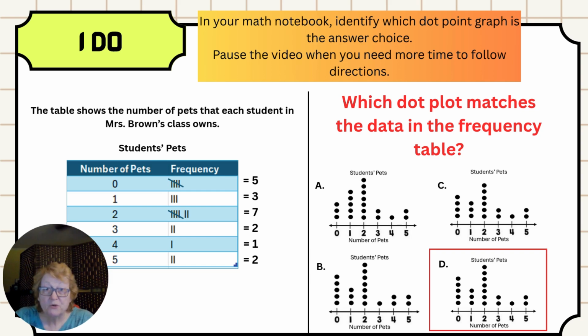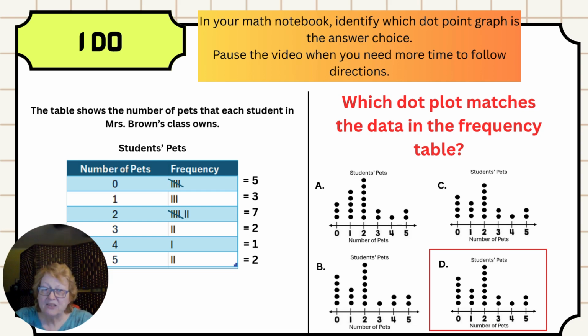Let's look at answer choice C. We're going to start with the very first data point of 0 pets. How many dots are there in answer choice C? There are 1, 2, 3, 4. Does that match the data in the frequency chart? No, there's supposed to be 5. So right there from the very beginning, you can see that answer choice C is not the answer.